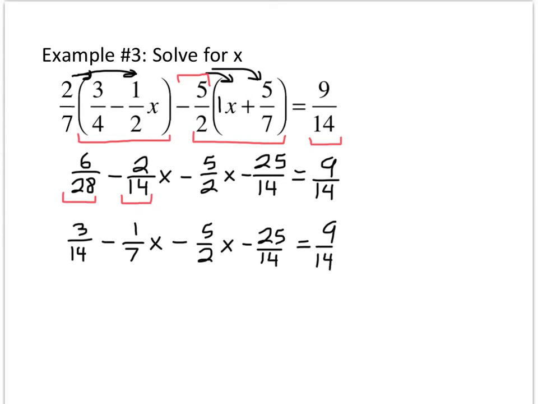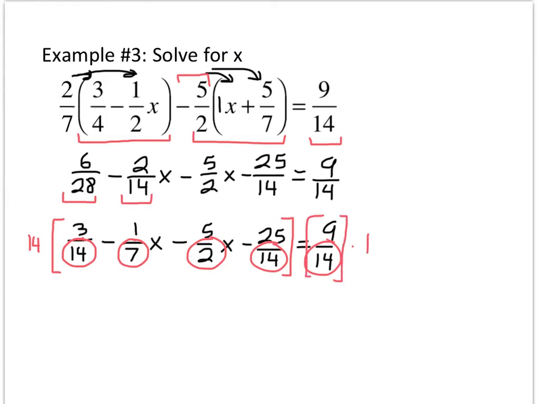So at this point, now that we have reduced fractions, I can see that the denominators are 14, 7, 2, 14, and 14. And I'm asking, what is the least common multiple of 14, 7, and 2? And that is, in fact, 14. So I want to multiply both sides by 14 here on the left, and then also I'm going to multiply by 14 on the right. And you can also remember that these are 14s over 1, as that helps you multiply through those denominators.